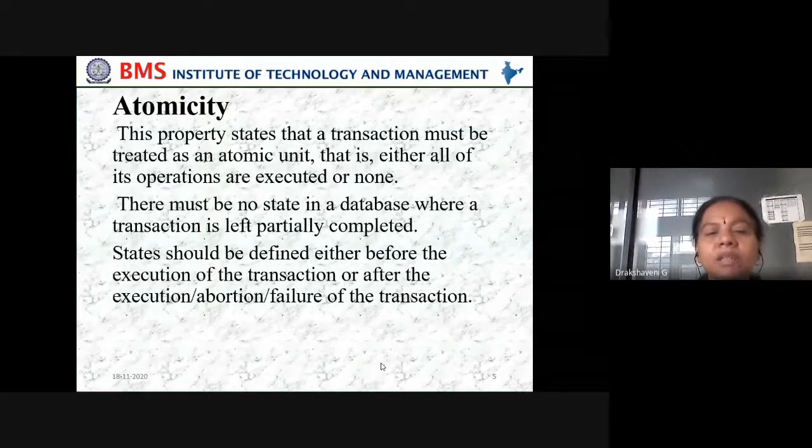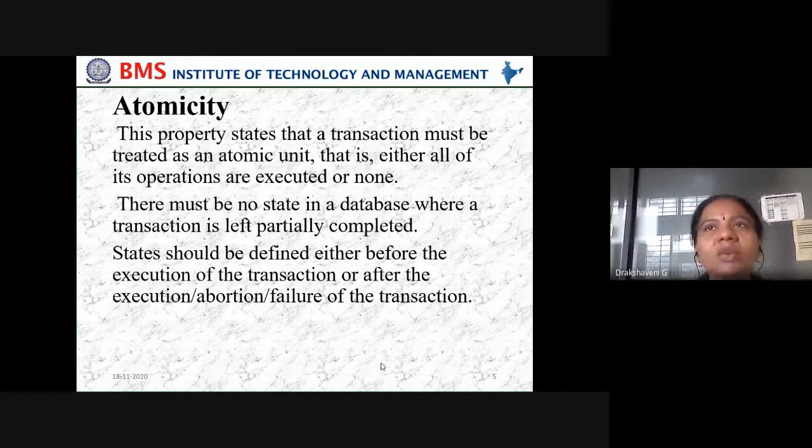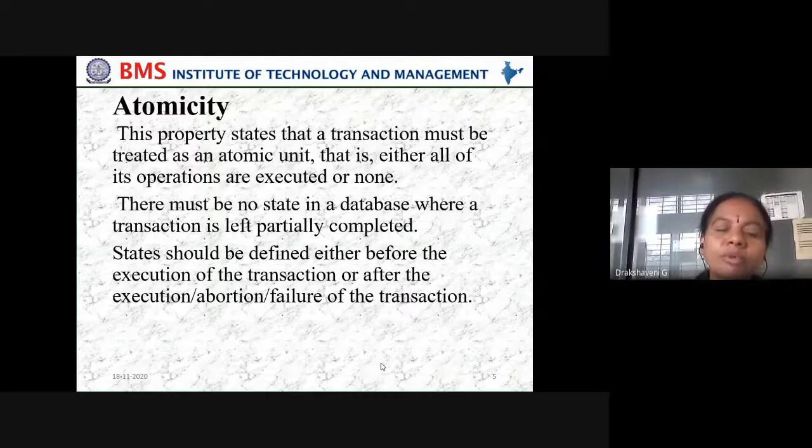Along with that, there should be no state in the database where the transaction is left partially complete. So I cannot say that today I will do half, tomorrow I will do half. No, you have to complete. If you have taken one task today, you have to complete it, then leave. That is what atomicity says. You cannot say half you'll complete today and half no. The state before the execution and after the execution of any program or transaction should be the same. So here, a transaction cannot be half.